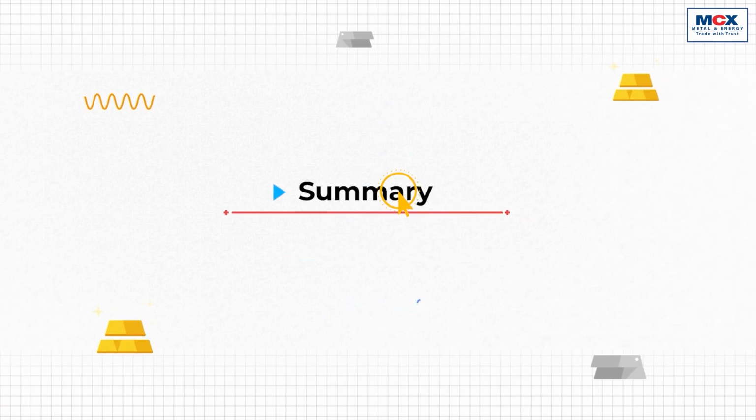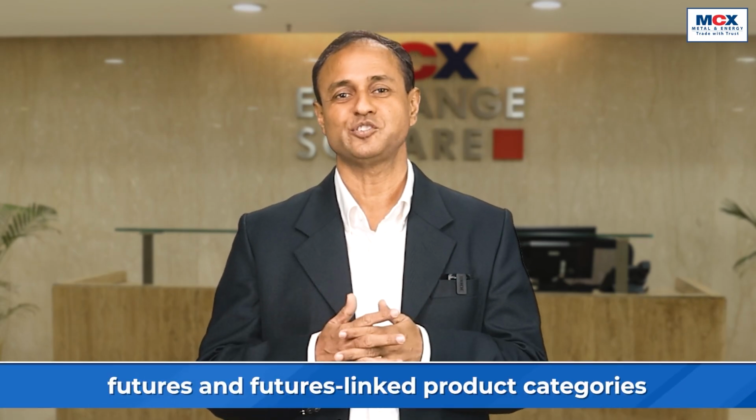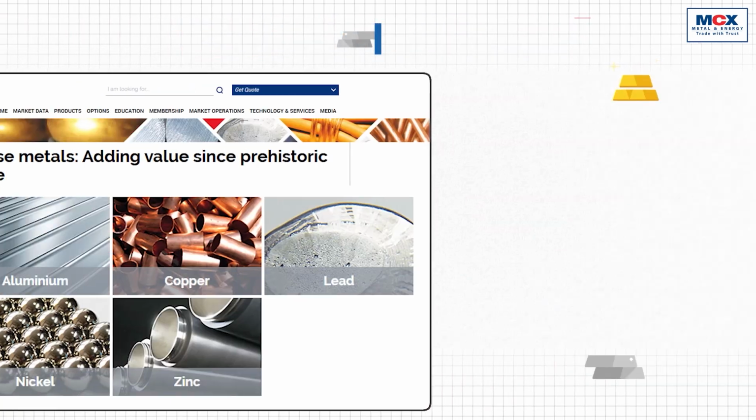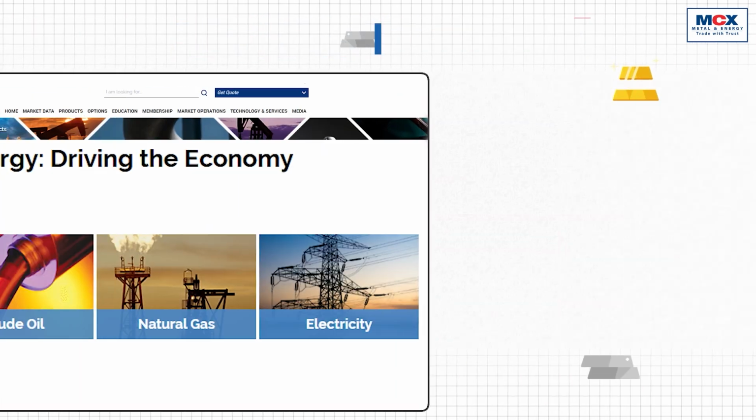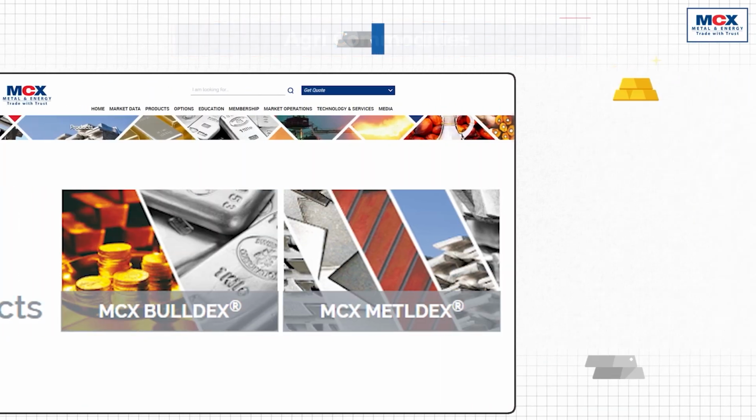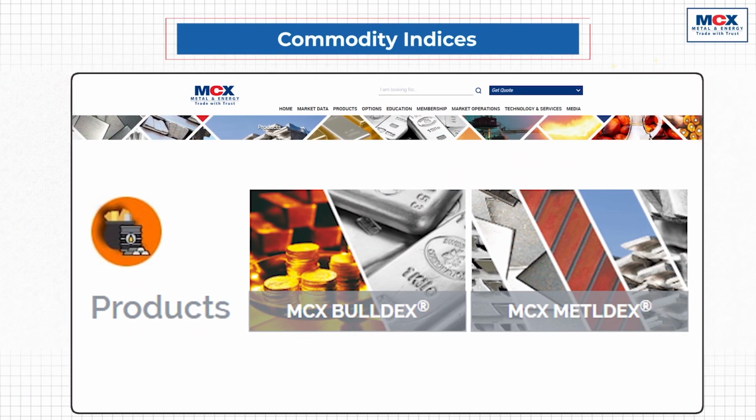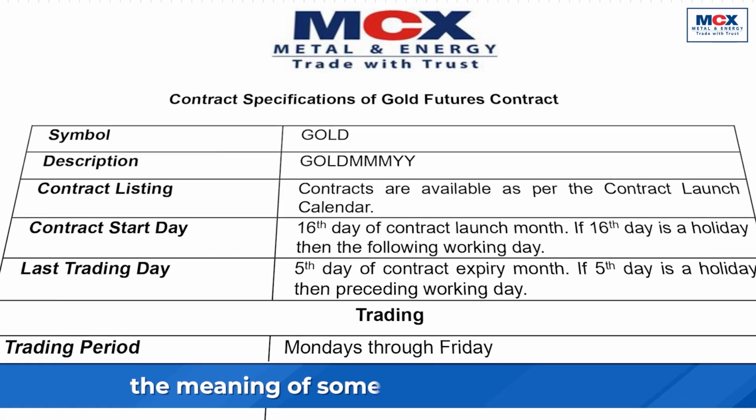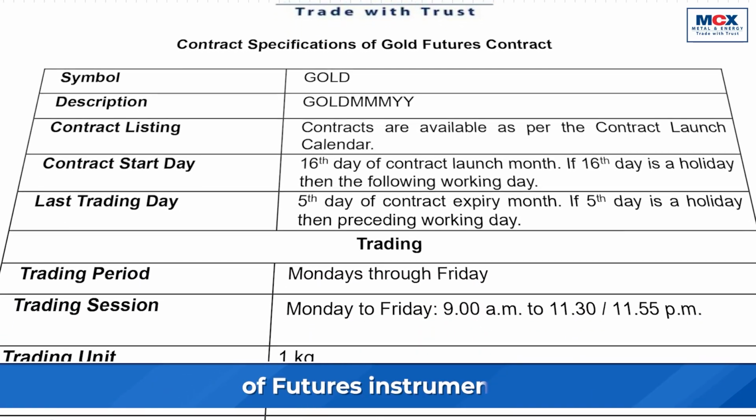In summary, the main types of futures and futures linked product categories you should know on MCX are bullion, base metals, energy, agri commodities, commodity indices. With this background, let us move on to understand the meaning of some basic terminologies of futures instruments.